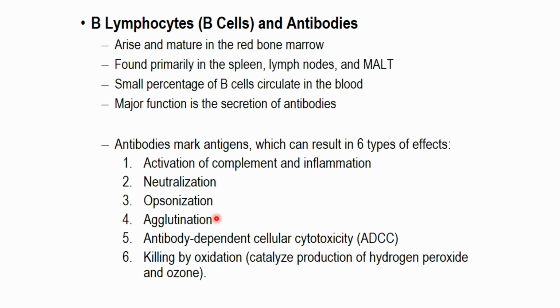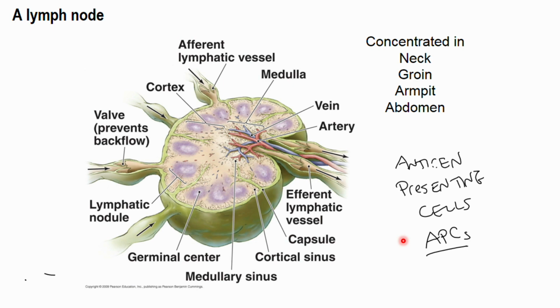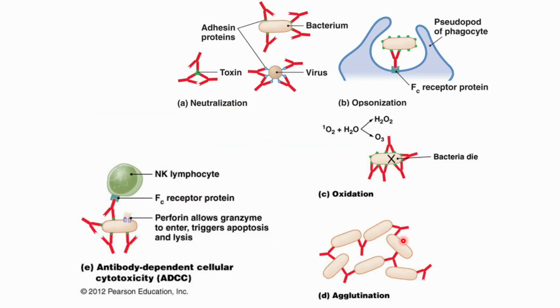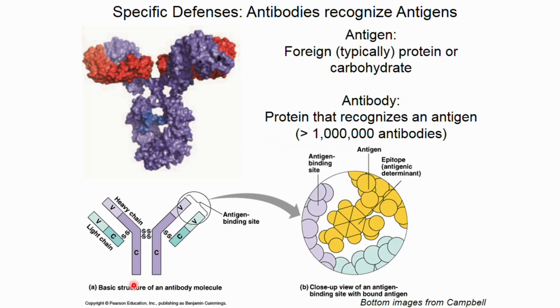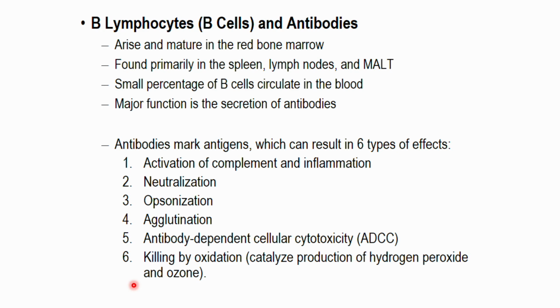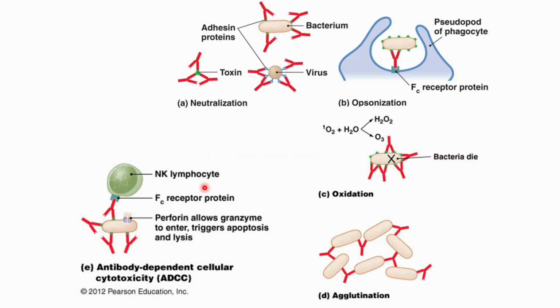And then this antibody-dependent cellular cytotoxicity, which is this one right here. And then we've got the hydrogen peroxide formation. So if we just wrap up this slide, what we're talking about is that B cells produce antibodies, and antibodies do this, which is demonstrated on this particular slide.